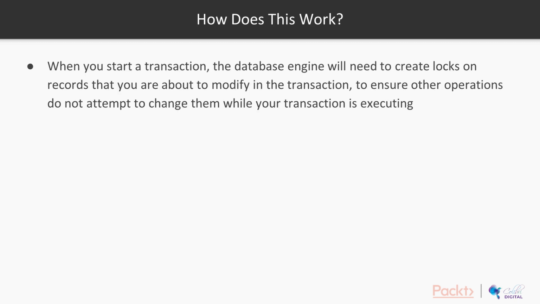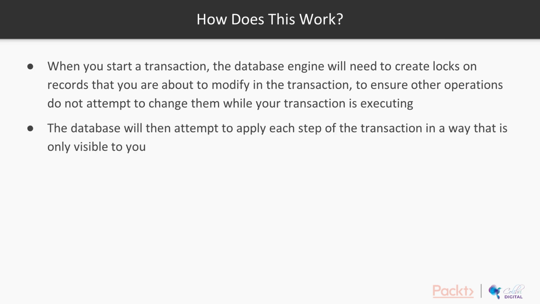So how does this work? Well, when you start a transaction, the database engine will need to create locks on the records that you're about to modify in that transaction. And this is to ensure that other operations don't attempt to change them while your transaction is executing. The database will then attempt to apply each step of the transaction in a way that's only visible to you. And that's important because you don't want other transactions to see the effect of partially committed changes, because that would break the consistency rule from ACID. Now, if any of the steps in your transaction fails, all previous steps will be discarded or rolled back.